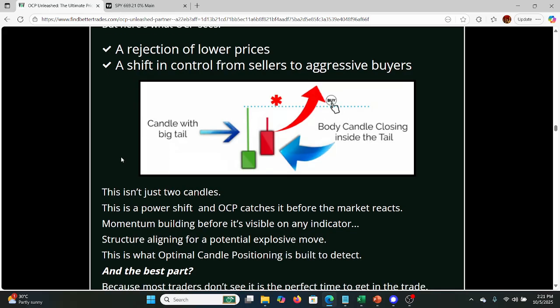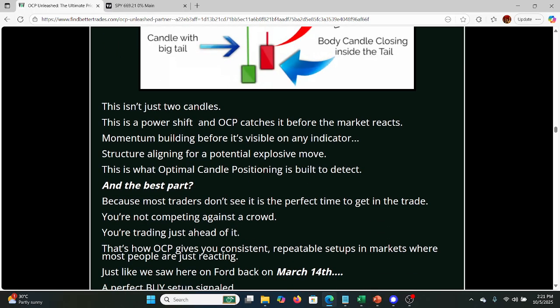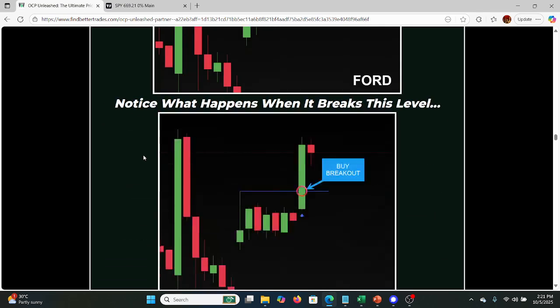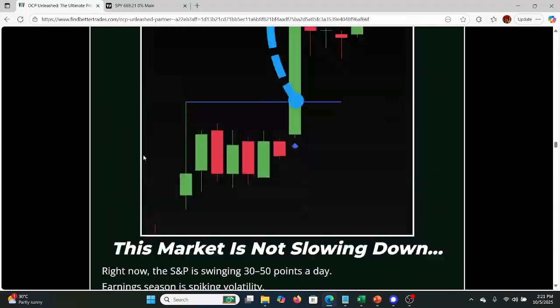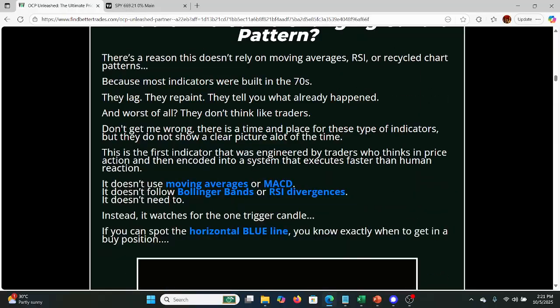So that's what the system looks for. It's really simple, but it's powerful, which is really cool. And so this is the landing page. I'll leave a link so you guys can go and check it all out. There's tons of examples, but I'm about to show you half a dozen real examples on the SPY 1 minute chart.